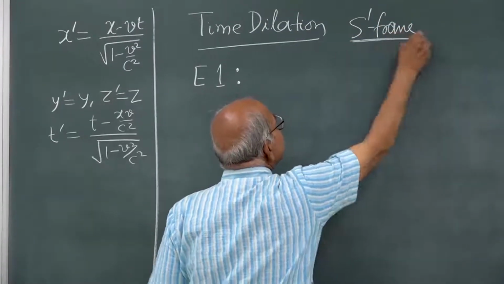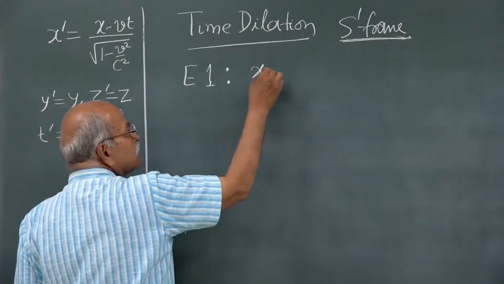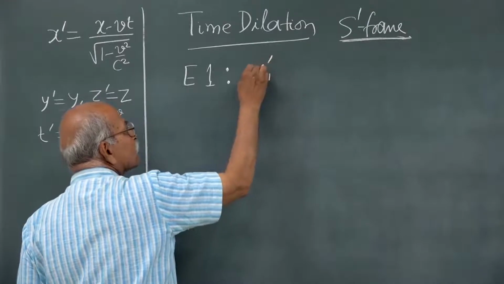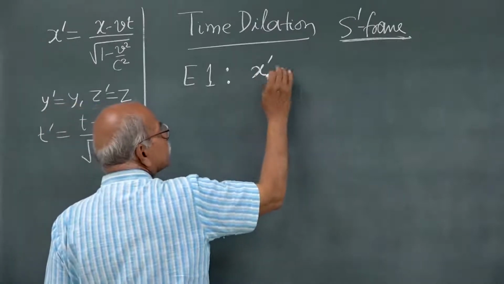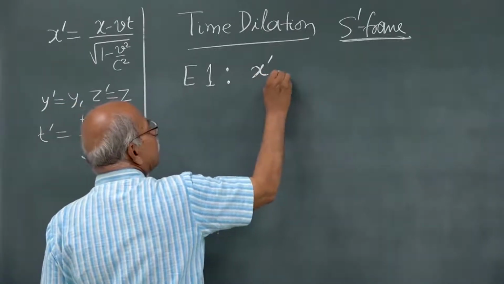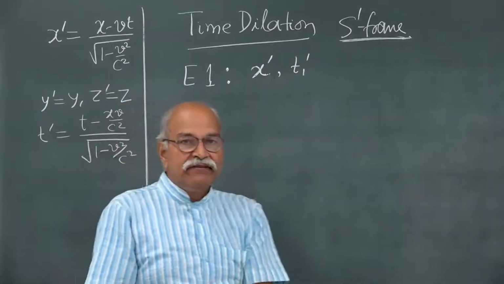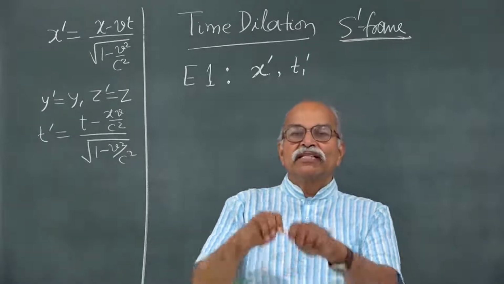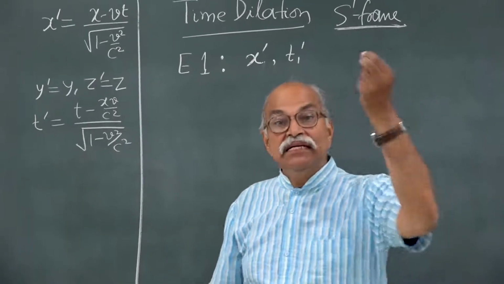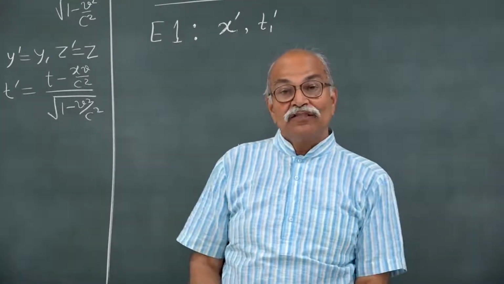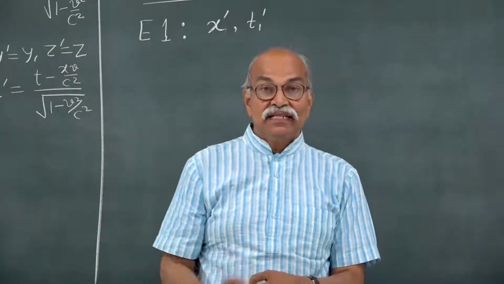So, in S prime frame, the first event has occurred at some position, say x1 prime, or say x prime, and when at time t1 prime. So, some event has taken place, some chalk has been broken here, this is an event, or some particle has reached this position, this is an event, or something has been measured at this particular time at this particular position, so that is an event.